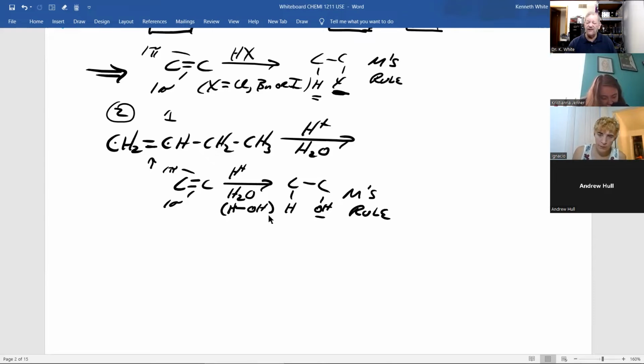Do you break carbon-carbon single bonds? No. So I start with 4, I better end up with 4. Notice I broke the double pi bond. And here are my 2 carbons of the double bond, which are these 2 carbons. Which carbon has the most hydrogens? That one. That will get the H. This will get the hydroxyl group.